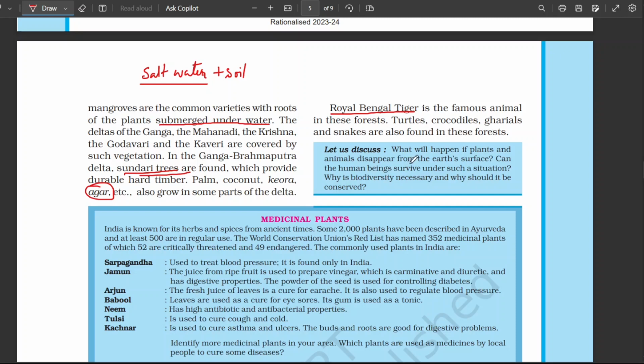Now let us discuss what will happen if plants and animals disappear from the Earth's surface. Can the human being survive in such a situation? Why is biodiversity necessary and why should it be conserved? Can humans survive without them? That is a question. And what are the dimensions in which they are important for human life? So you can further enrich that through thinking about various dimensions, various ways in which they contribute to our life.